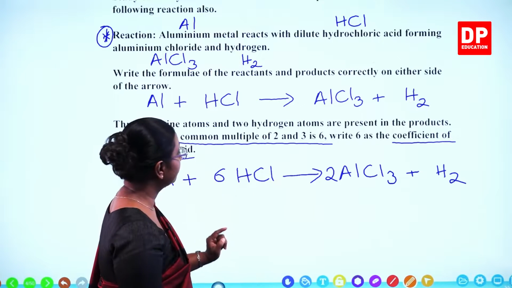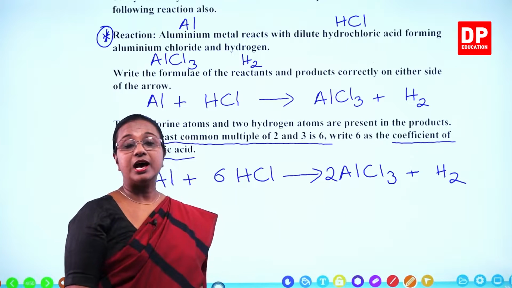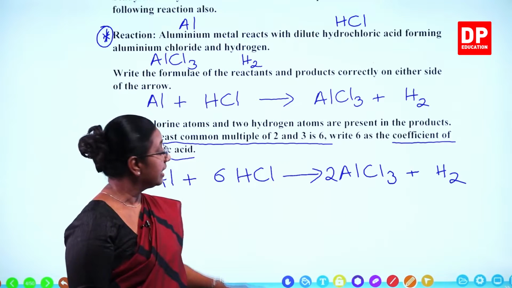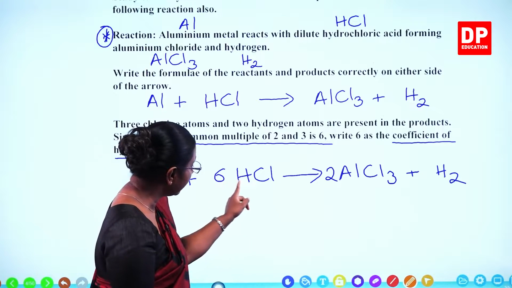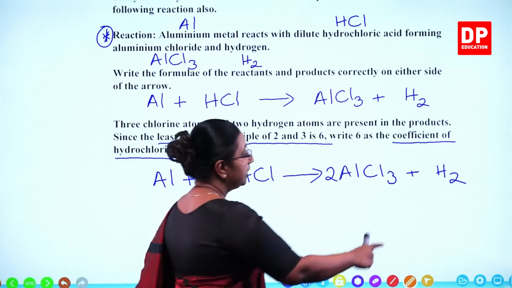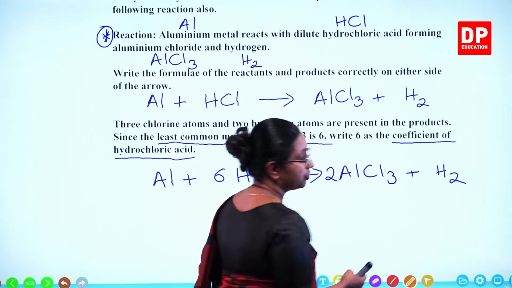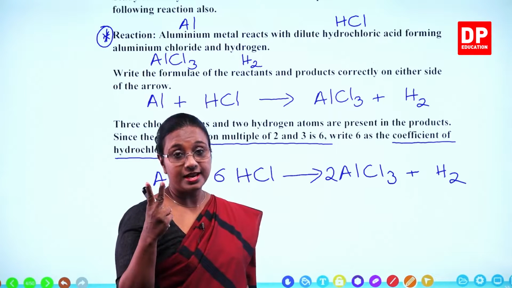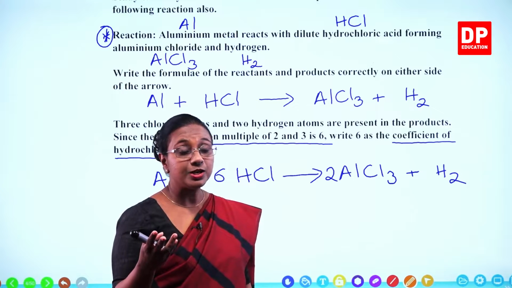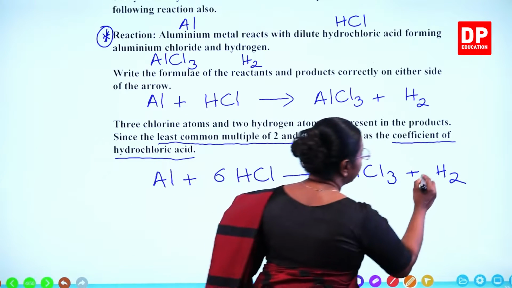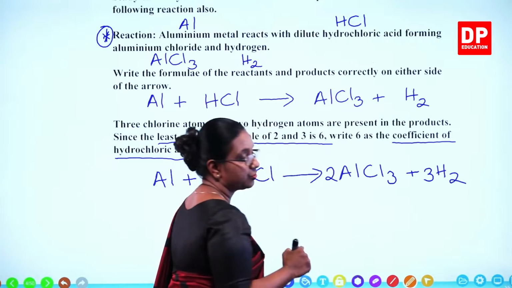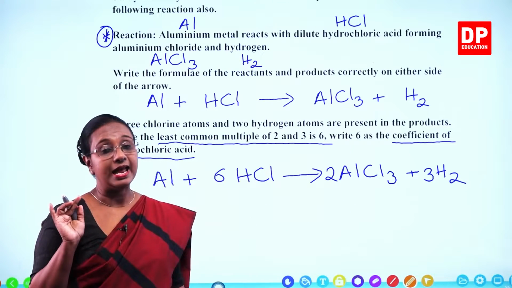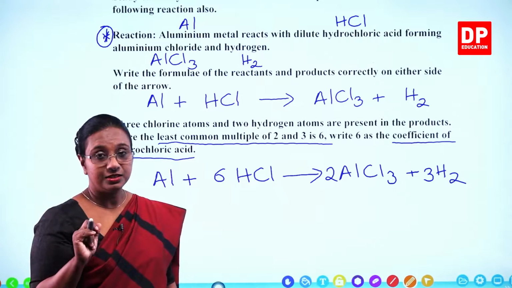Here there are 6 chlorine atoms. The same way, if you look at hydrogen, there are 6 hydrogen atoms. Here you can see H2, so there are only 2 hydrogen atoms. To make it 6, what do we do? We write 3 in front here. 3H2. So there are 6 hydrogen atoms. Is that clear to you all?